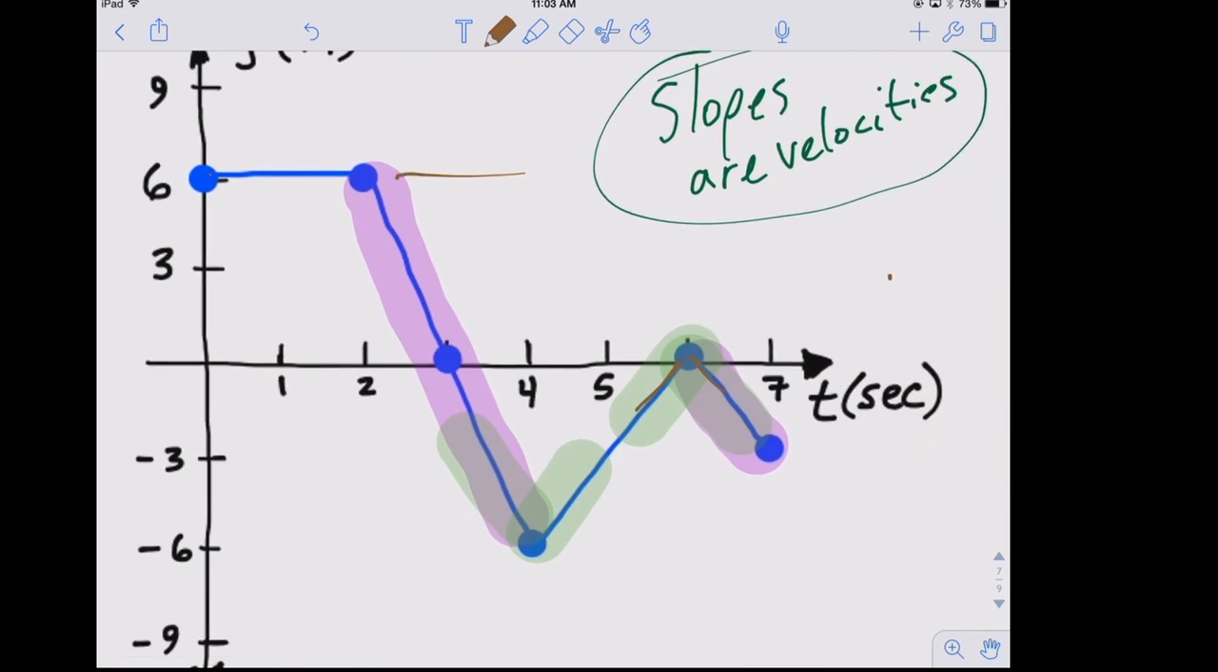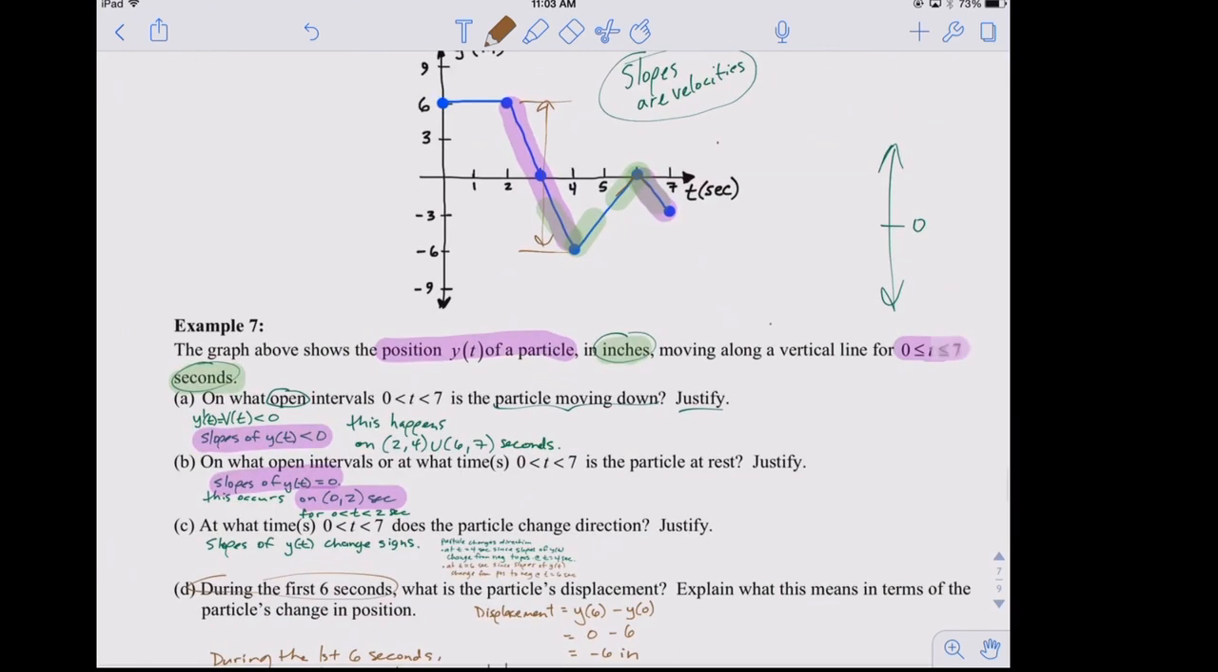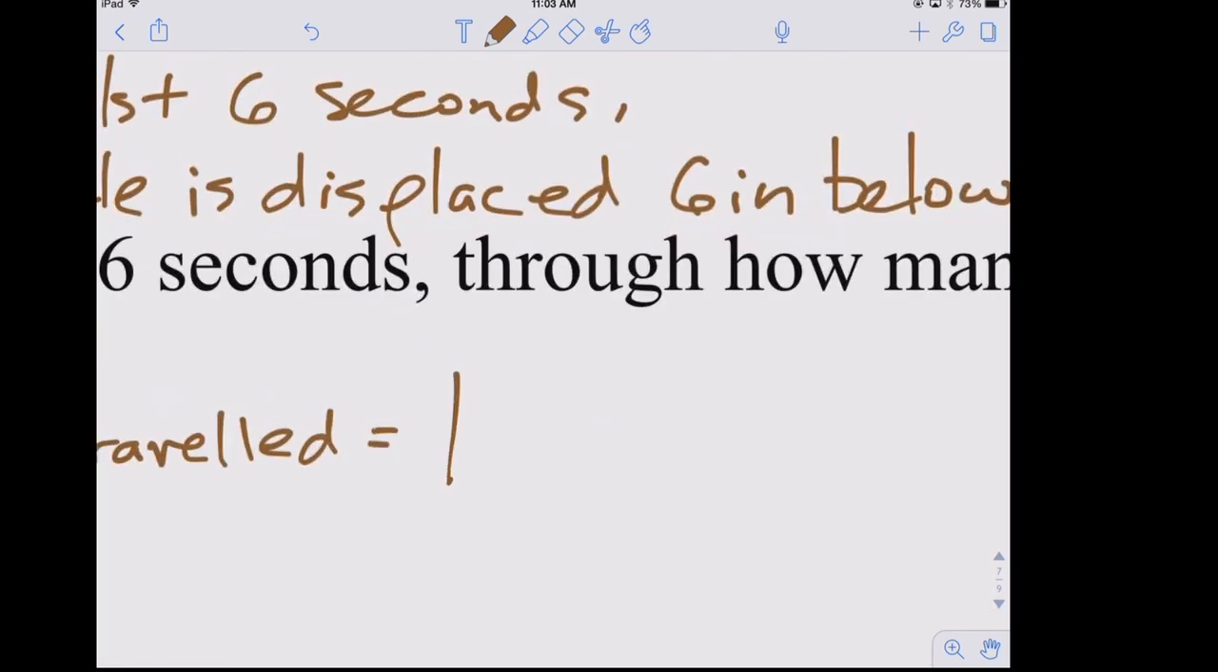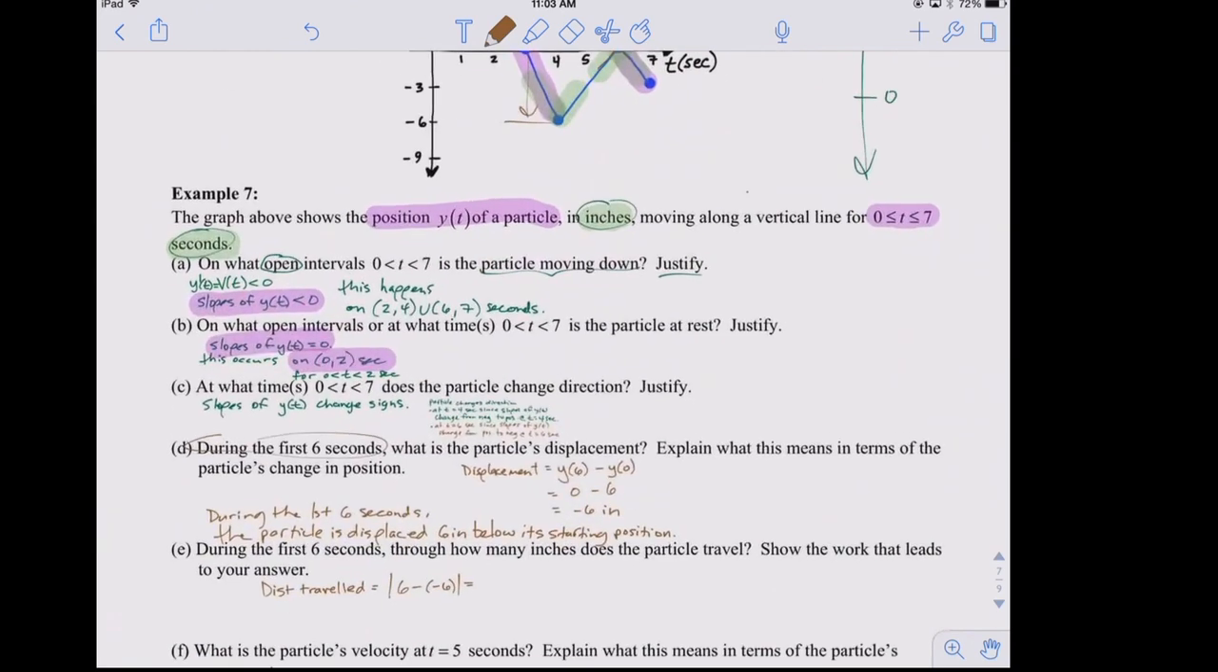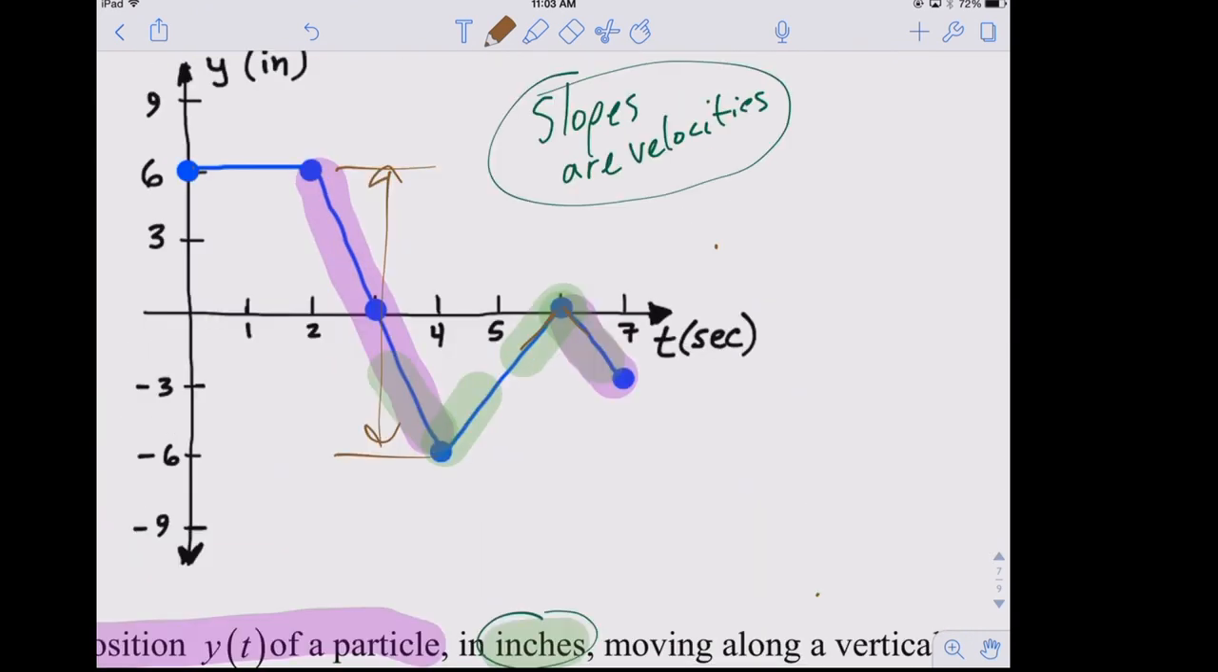Okay, now I know that it moves down from what to what? From 6 to negative 6, which is how many units? 12. So let's go ahead and show that. How would we show that? I would just say it's the absolute value of 6 minus negative 6. If you find the distance between two numbers, you subtract them. I'm just going to take the absolute value to make sure it's positive. So you can do negative 6 minus 6 or 6 minus negative 6. Subtract them. And then we're looking just at the first 6 seconds, so we've got to be careful here.